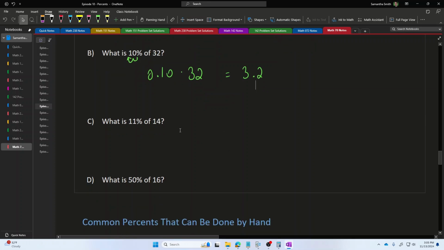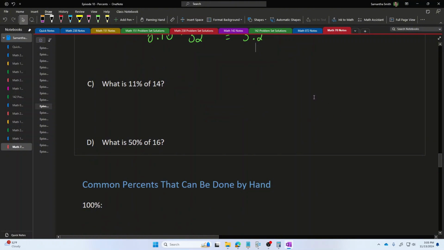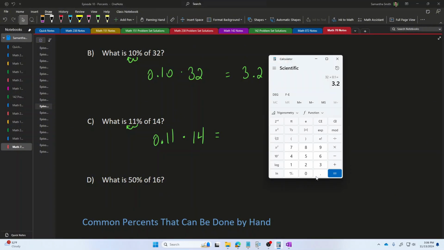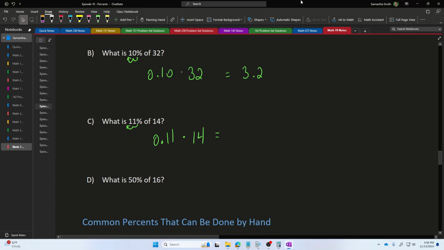Someone says, what is 11% of 14? So all I have to do is convert 11% to a decimal number to turn it into 0.11 and multiply that by 14. And I get 0.11 times 14, 1.54.